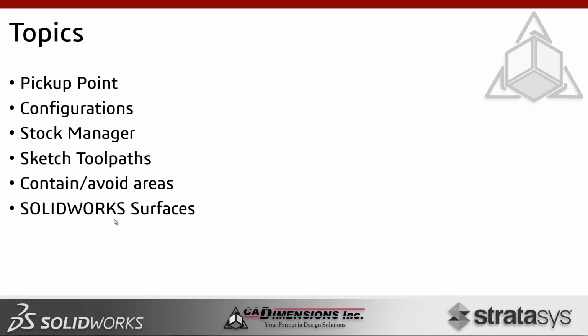So I broke this down into 6 different points, and these 6 points are what we're going to be talking about today. Utilizing SOLIDWORKS sketching for creating your pickup point or your 0 point, and utilizing configurations either within CAMWorks or within SOLIDWORKS. We're going to talk about the stock manager and how we can use those configurations along with some extruded sketches. We'll talk about sketch toolpaths and how we go about creating that. And then along with sketching, we'll talk about the contain and void areas.